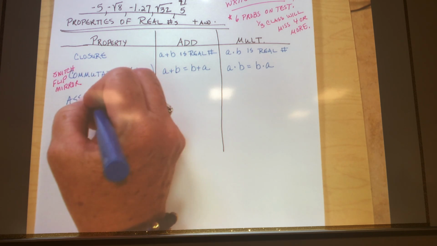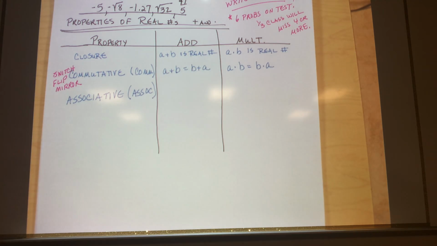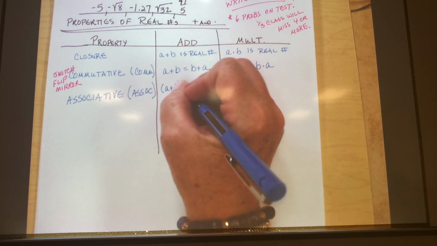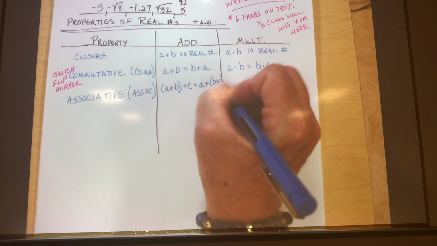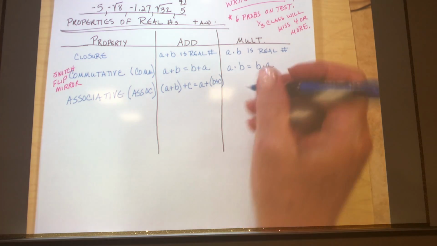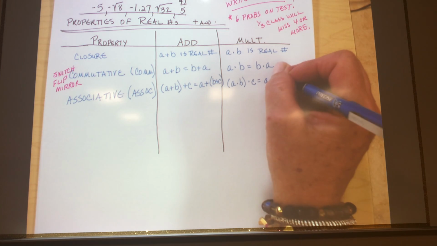Okay, here's the next one. Associative. Associative. And you have to put more than ASS to abbreviate. ASSOC is how we abbreviate it. And this is what it looks like. Now, know this. If I say the word quantity, it means that I want you to put parentheses around it because I want you to do it first. So, the quantity A plus B plus C is equal to A plus the quantity B plus C. Multiplication is going to look exactly the same, except instead of plus signs, what am I going to have? Yeah, a dot for multiplication. So it's going to be the quantity A times B times C is equal to A times the quantity B times C.